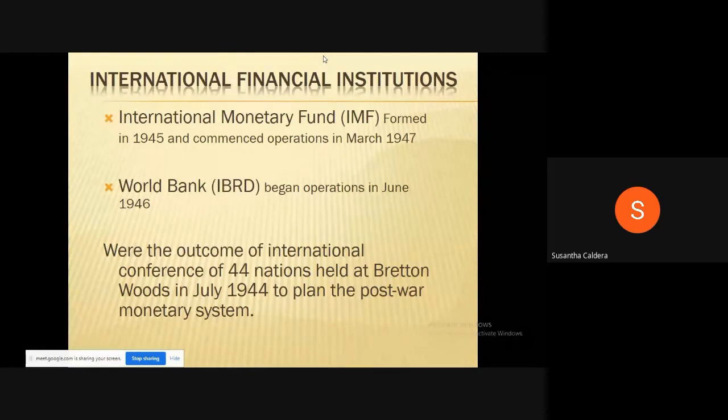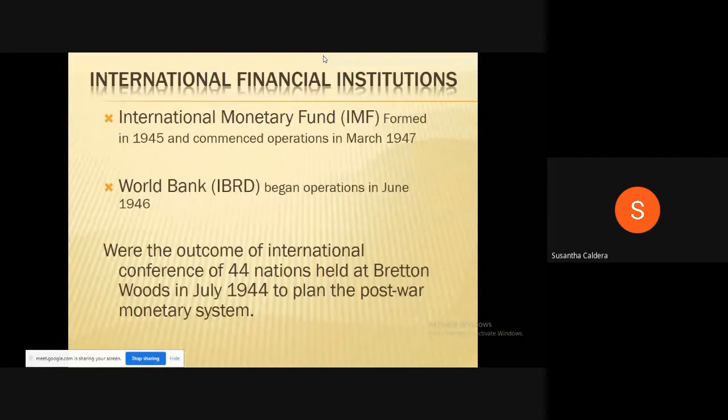And the World Bank, we call it IBRD. IBRD was started in 1946 and began their operations in June 1946. Right? They were the outcome of an international conference of 44 nations, not 15, 20, 44 nations, held at Bretton Woods in July 1944 to plan the post-war monetary systems. The post-war monetary systems were planned by these 44 nations at the conference at Bretton Woods.